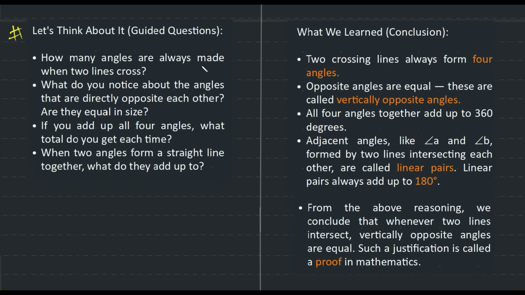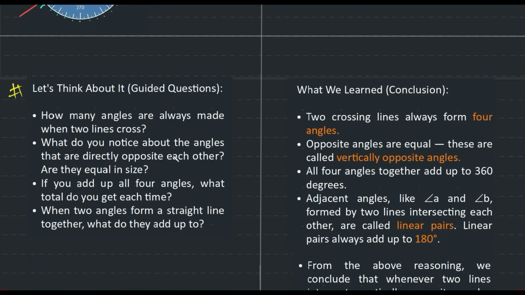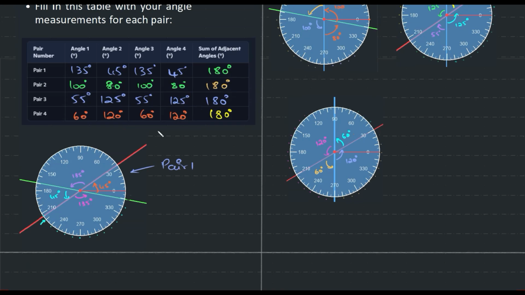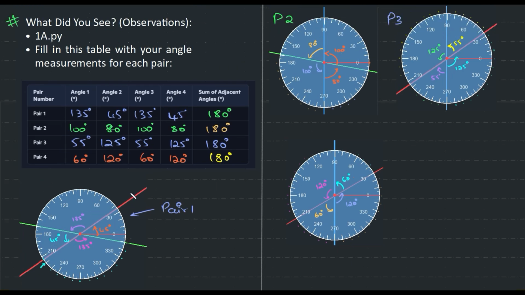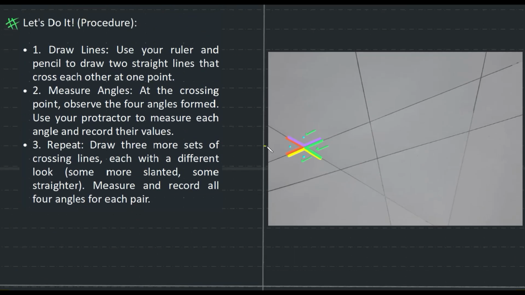Now, how many angles are always made when two lines cross? It's always 4 angles, right? Everywhere we measured 4 angles. What do you notice about the angles that are directly opposite of each other? Let's see. So can you see what is happening? Angles which are opposite of each other. In this case, the opposite angles are the orange angle and the green angle. Those are opposite. While over here, purple and yellow are opposite.